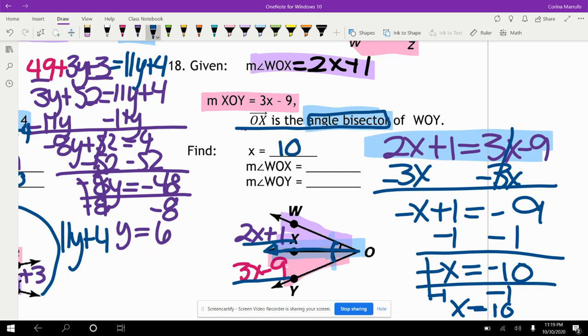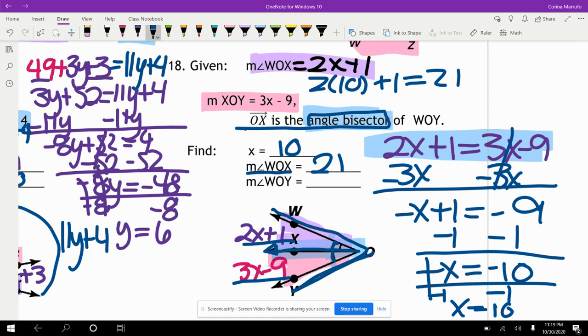So now that we know what x is, we can go ahead and plug it in for the measure of angle WOX, which is 2 times 10 plus 1. That gives us 21. And then for XOY, no, it says WOY. So they want to know the whole thing. Well, we know one of the sides is 21, so that means both of them are 21. So the whole thing together would give us 21 plus 21, which is 42.